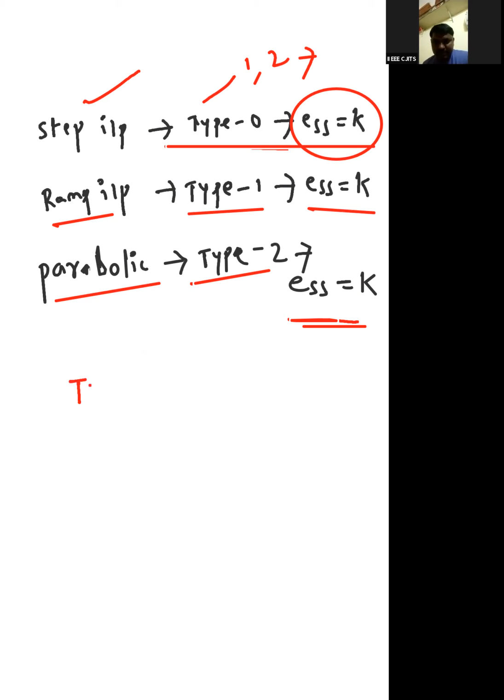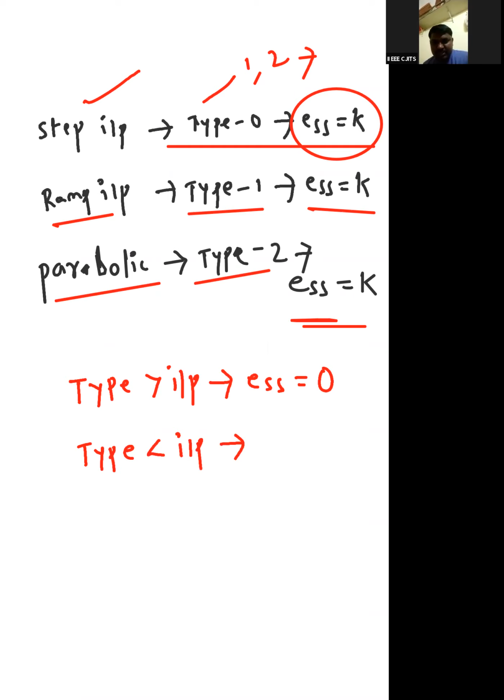So if the type is more when compared to the input, the steady state error is equal to 0. If the type is less when compared to the input, very, very important, the steady state error becomes infinite.